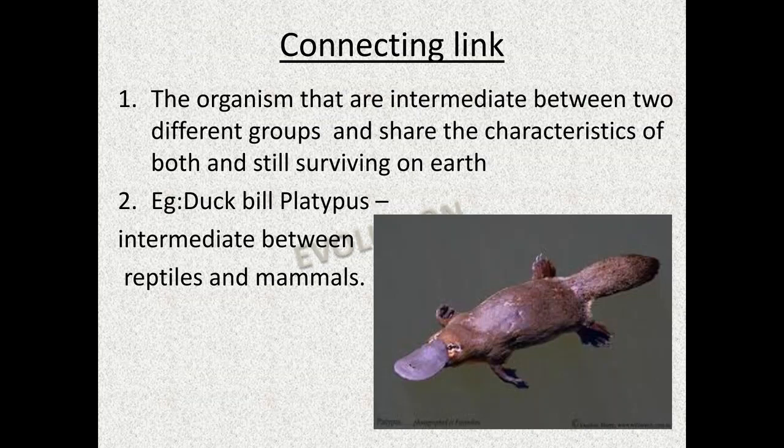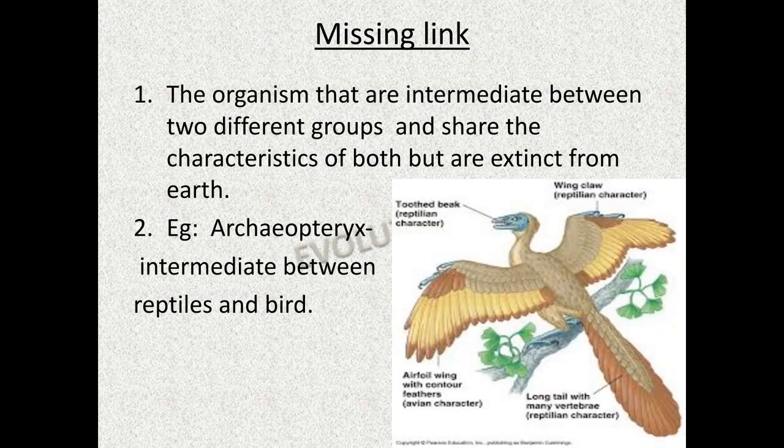Now next is missing link. Missing link is the organism that are intermediate between two different groups and share the characteristics of both but are extinct from earth. Now example is Archaeopteryx, which means toothed bird. Archaeopteryx is the intermediate between reptiles and birds. So like reptiles, they had teeth on beak, long tail, whereas like birds they had beak, wings and feathers. So Archaeopteryx is an example of missing link, and it shares the characteristics of reptiles and birds and is extinct from earth. That means it has totally disappeared from this earth.